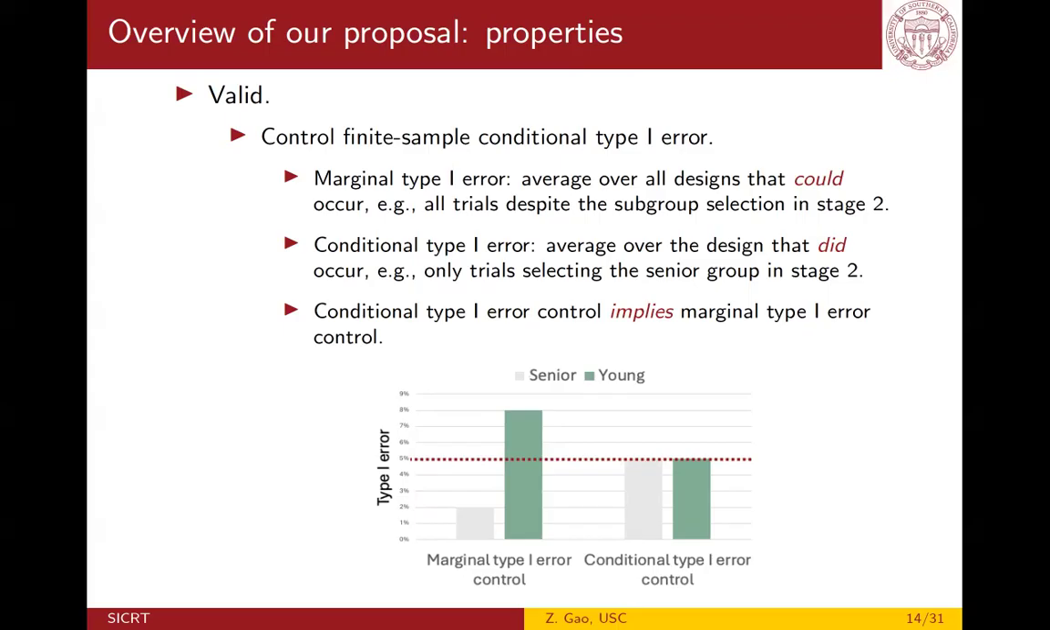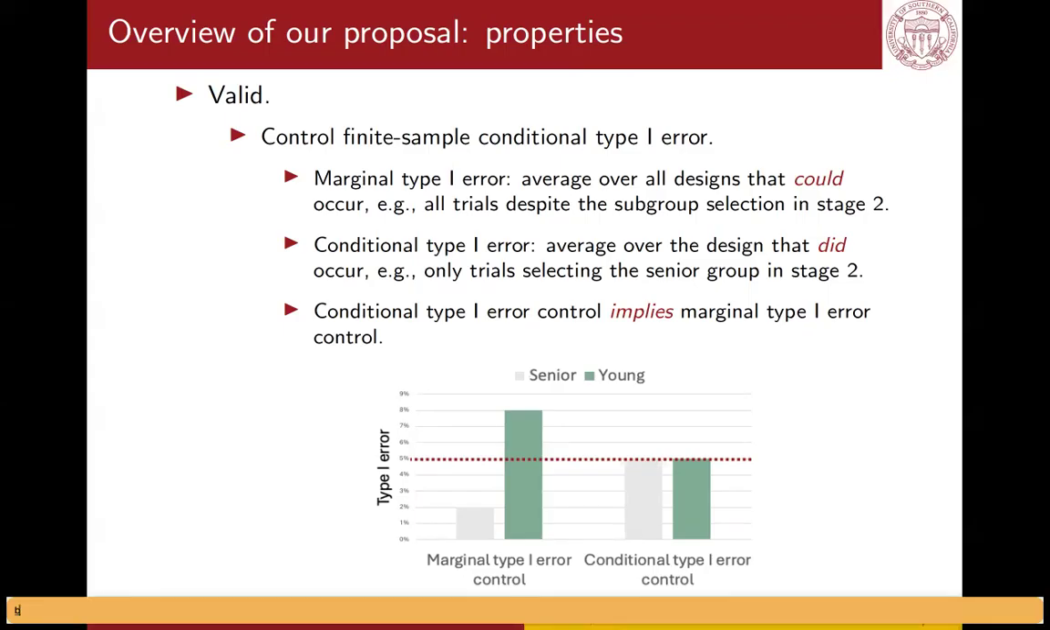That means we not only control the type 1 error marginalized over all possible selections. Among a specific type of selection, among the trials of selecting the young, among the trials of selecting the old, we control the corresponding type 1 error. This conditional type 1 error control allows us to treat the selected group as pre-specified, because the error control is restricted to that specific subset of the trials. And a quick note: if we have the conditional notion of type 1 error control, we naturally have the marginal type 1 error control, which is a more frequently and commonly used metric.